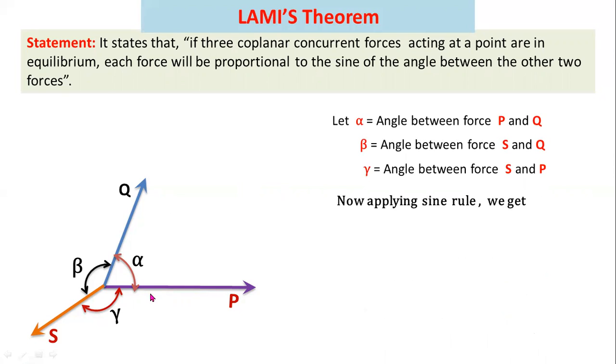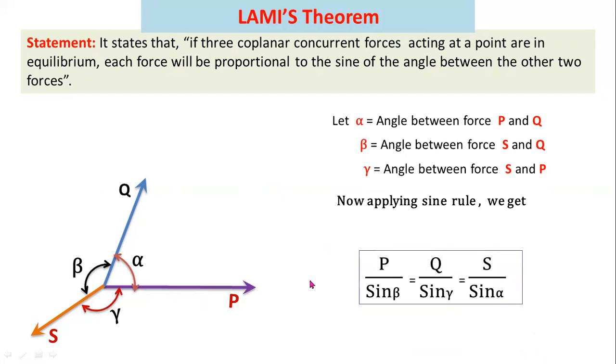Already I explained the proof of Lamy's theorem. So you have to convert this forces diagram into a triangle. So from the triangle, the Lamy's equation is P by sine beta equal to Q by sine gamma equal to S by sine alpha. This is the Lamy's equation.